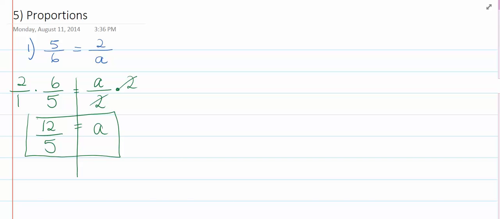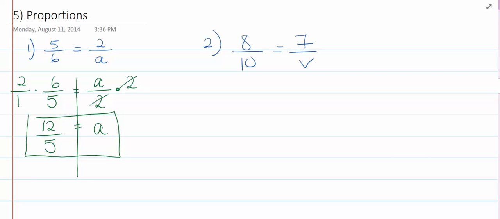Okay, they're really not that difficult. I'm trying to see if there's going to be any ones you might run into trouble with. I'll do one more with you. So if you want to look at number 2, we have 8 over 10 equals 7 over v.